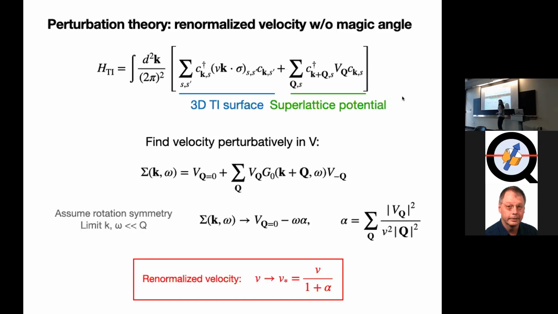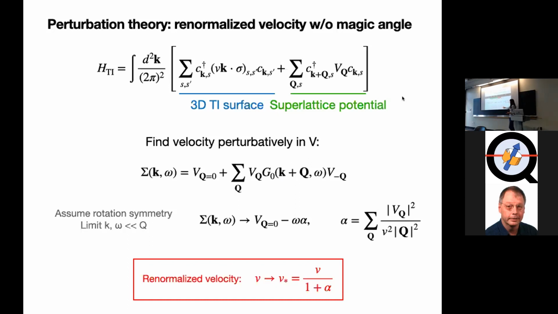So we do this perturbative calculation. What we basically do is compute the self energy to leading order in this potential. And this is the renormalized velocity that we find. V star equals V over 1 plus alpha. And alpha is given by this. So it has a numerator and a denominator. In the numerator is the strength of the potential. So as you turn up the strength of your potential, alpha gets bigger, which means that our velocity gets smaller.